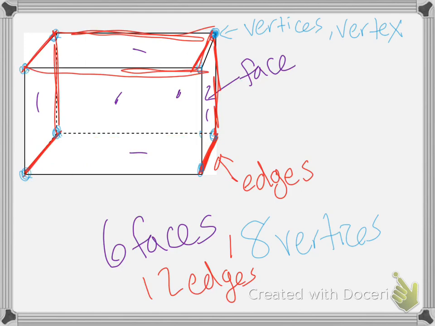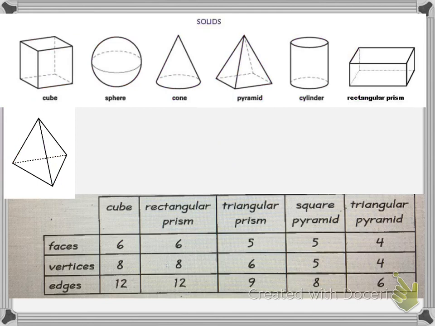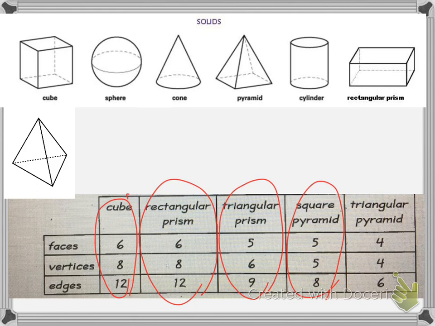Now the dotted lines also count as edges. If it's dotted, it means it's behind the shape. That's what makes it look three-dimensional on a piece of paper. With our shapes, we can see that a cube has 6 faces, 8 vertices, and 12 edges. Rectangular prism has the same amount. A triangular prism has 5 faces, 6 vertices, and 9 edges. A square pyramid has 5 faces, 5 vertices, and 8 edges. And a triangular pyramid has 4 faces, 4 vertices, and 6 edges.